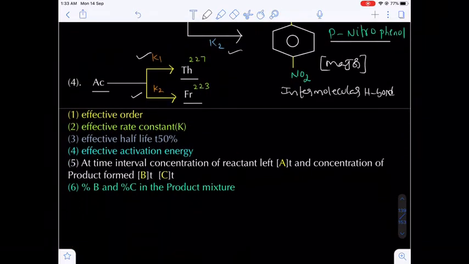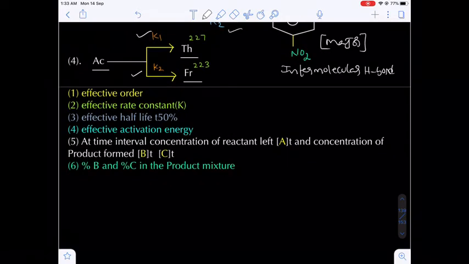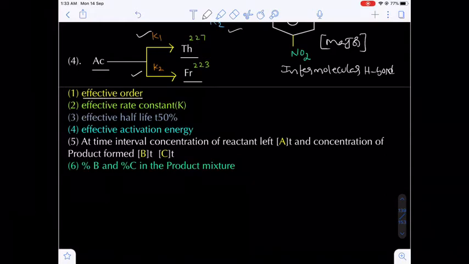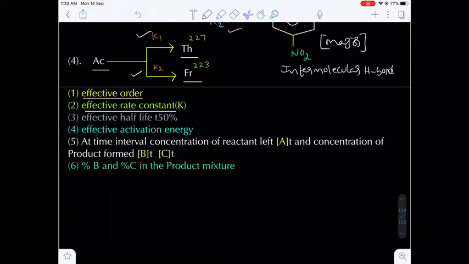Are you getting my point? Now in this first order parallel reaction, we have to cover the effective order. What is the effective order? That means the overall order of the reaction. Number 1. Number 2, the effective rate constant. Individual rate constants are K1 and K2, so what is the overall rate constant for the parallel first order kinetics? Number 3, what will be the effective half-life, T50?